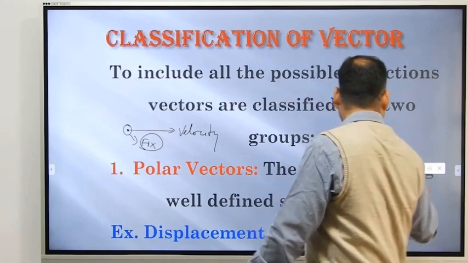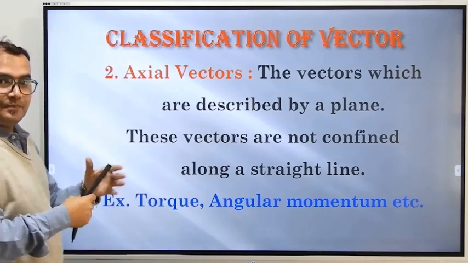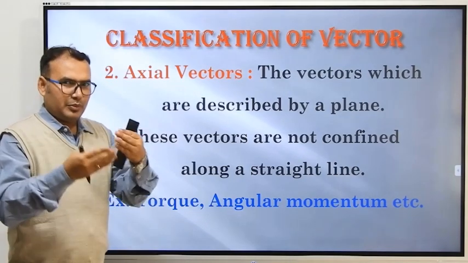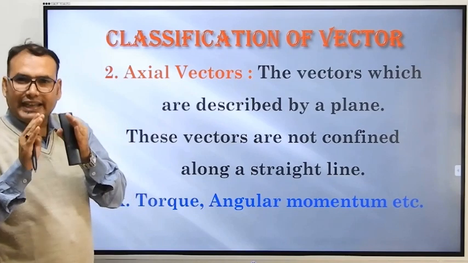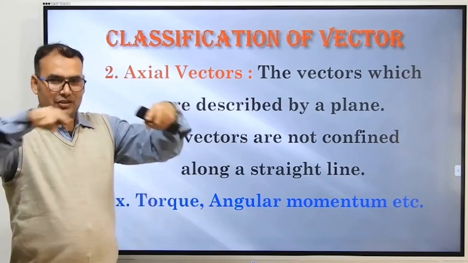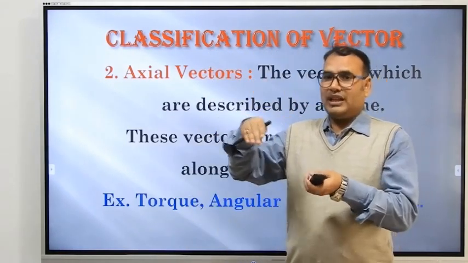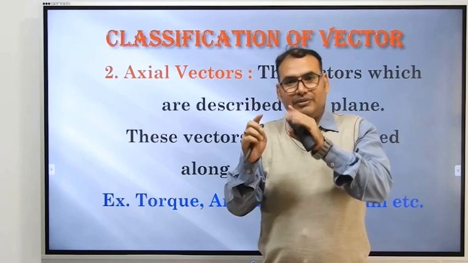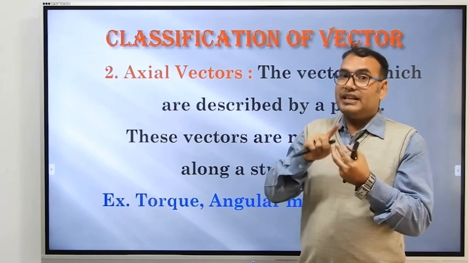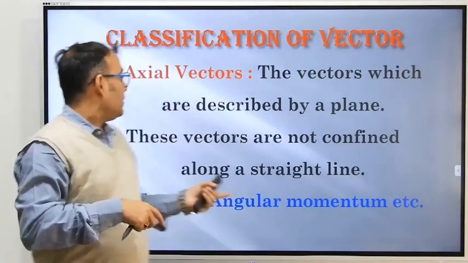Now coming to the next, that is axial vectors. So what are axial vectors? Axial vectors are basically those vectors which do not have any fixed starting point, or simply, if you want to define them in proper way, the vectors which cannot be represented in one dimension. They require one plane for their representation. Like, for example, any rotational motion, right? In case of rotational motion, we are trying to represent angular momentum. So angular momentum does not have any specific direction. That means it cannot be represented in one direction, one dimensional. So it requires one plane for its representation. These type of vectors are called the axial vector.